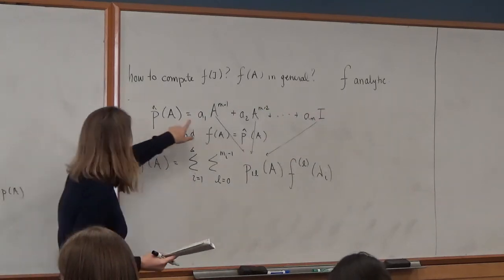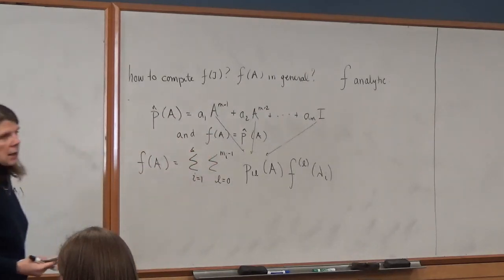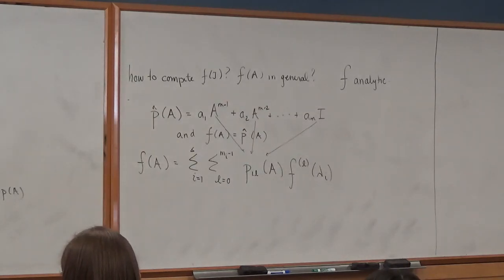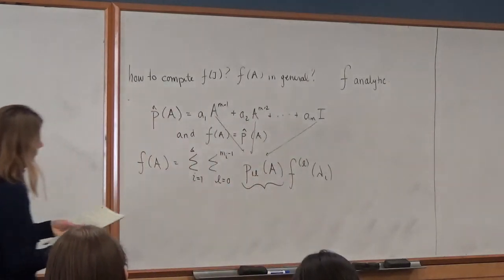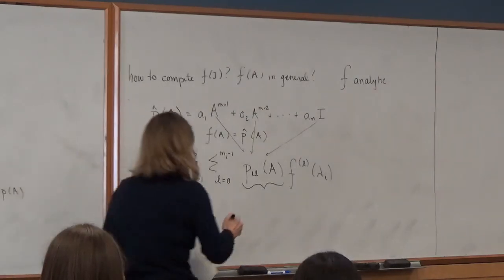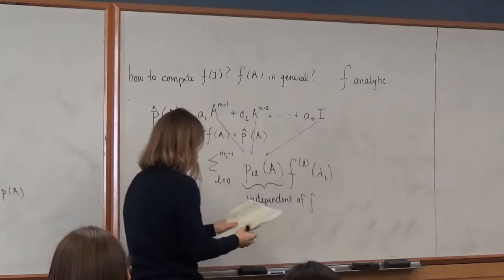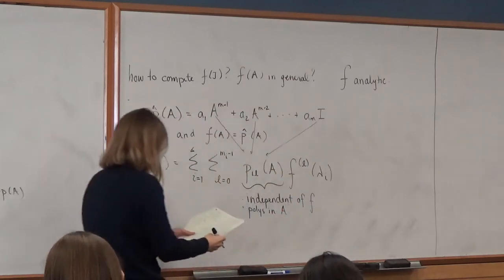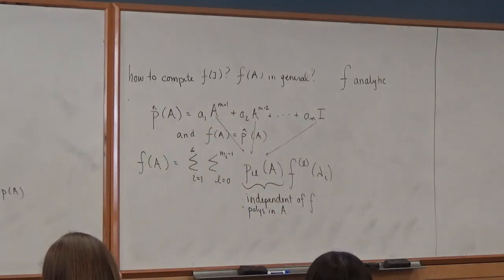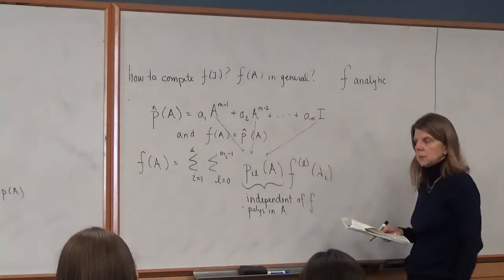We'll be able to evaluate p hat of A. We know what the AIs are. And since f of A is equal to that, I'm just going to write f of A in that form. Now, the really cool thing here is that these polynomial functions of A are independent of f. They're polynomials in the matrix A. So those PILs can be computed independently of f. That form always holds. The PILs don't change if f changes. If f changes, what changes is this thing over here, which is easy to compute.